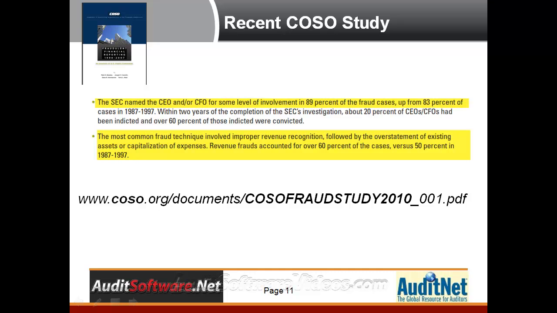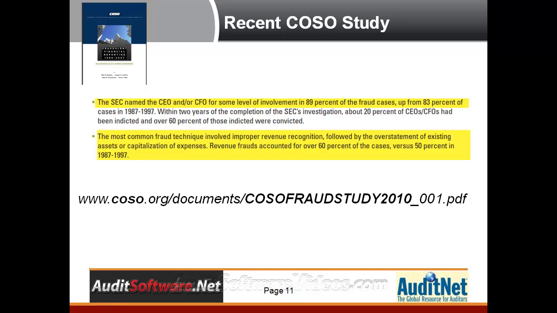Then it's followed by the overstatement of assets and etc. But revenue fraud accounted for over 60% of all cases versus 50%. So it's an upward trend. It's something that is a large financial statement category for fraud. And again, that's why I spend a fair amount of time on it from a fraud perspective.